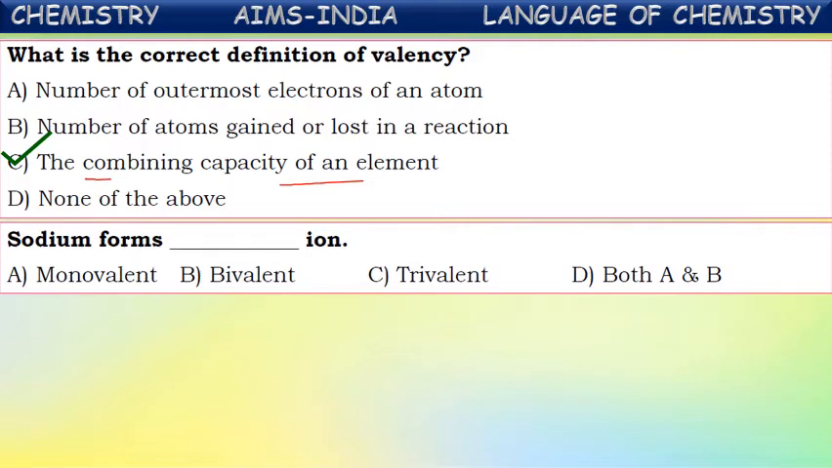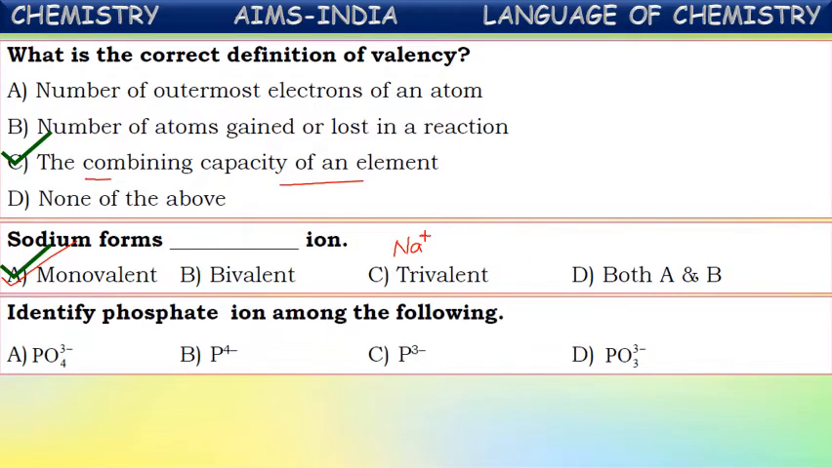Now, sodium forms dash ion. Always, if you observe, sodium gets only one positive charge. So it is called monovalent. Sodium forms a monovalent ion. Yes.